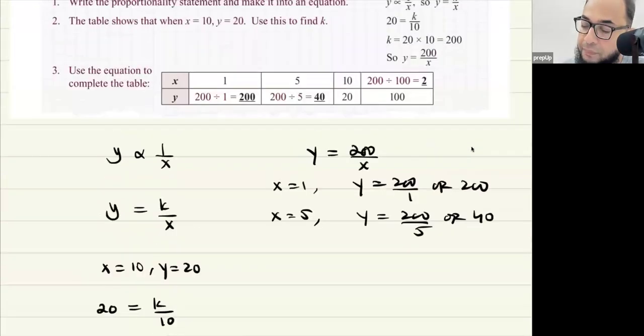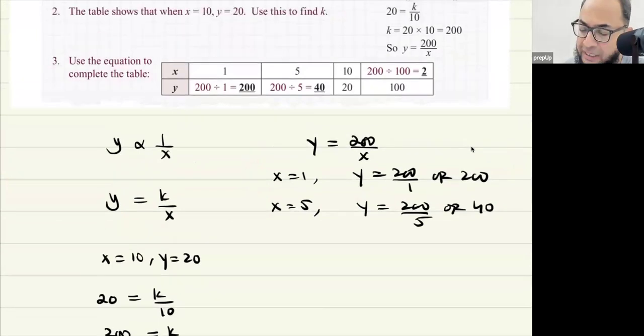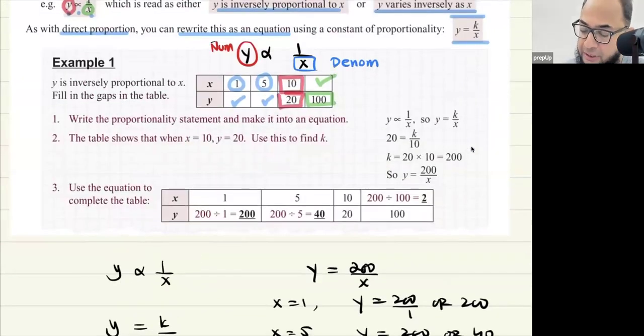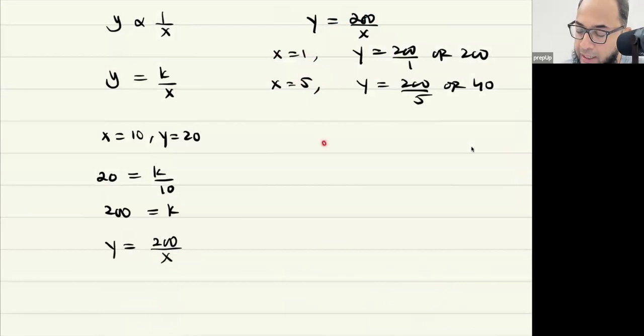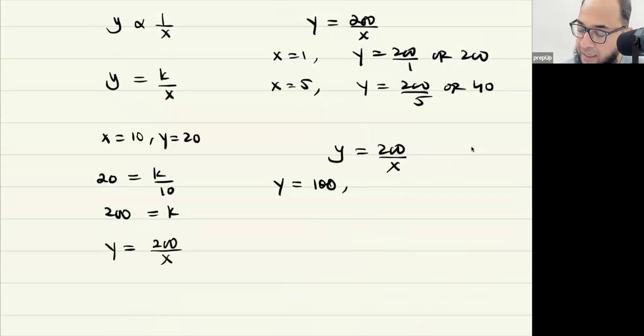Now you see the value of x is increasing, but the value of y is decreasing in the same manner. And what else is there? Now y is given as 100. Y is equal to 200 over x. Therefore, 100 is equal to 200 over x. Therefore, x is 200 over 100. Therefore, this comes out to be 2.